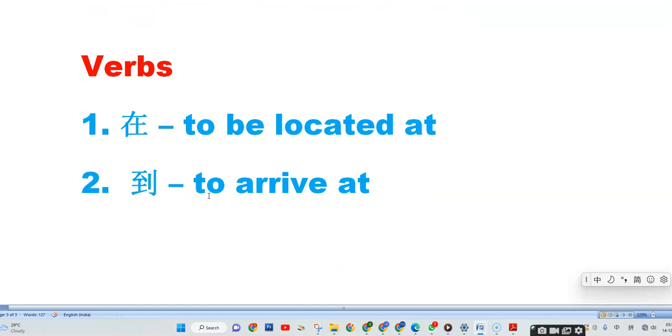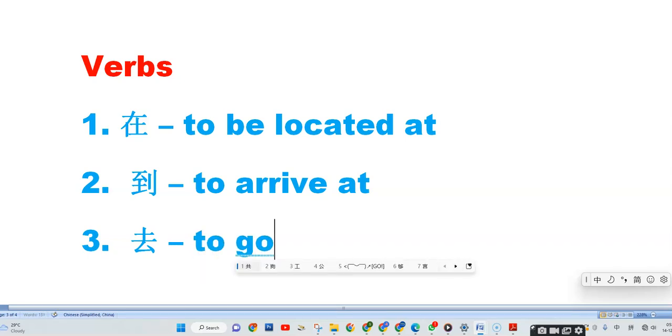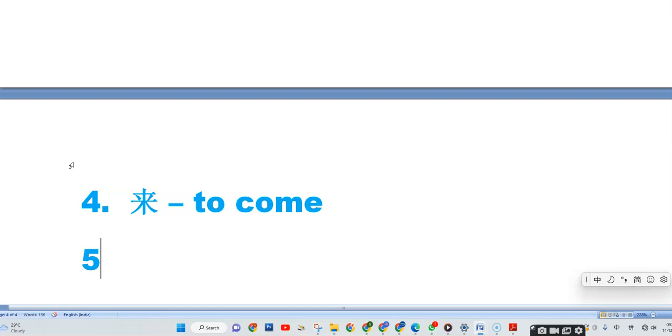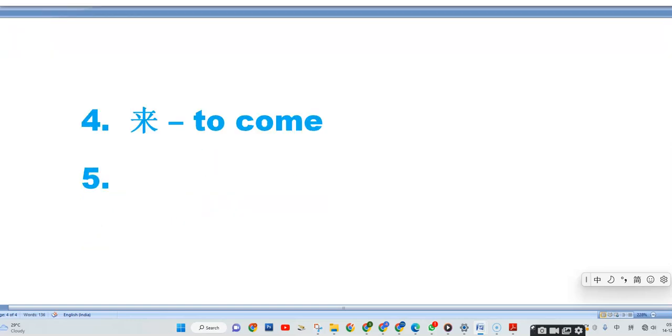The third term is to go. Qu is to go. Ni shenme qu nali, where do you go? Like that we can ask. And then the fourth is to come. To come is Lai. And then the fifth term is the important term, to have. You is to have. The sixth term is to give. To give is Gei.